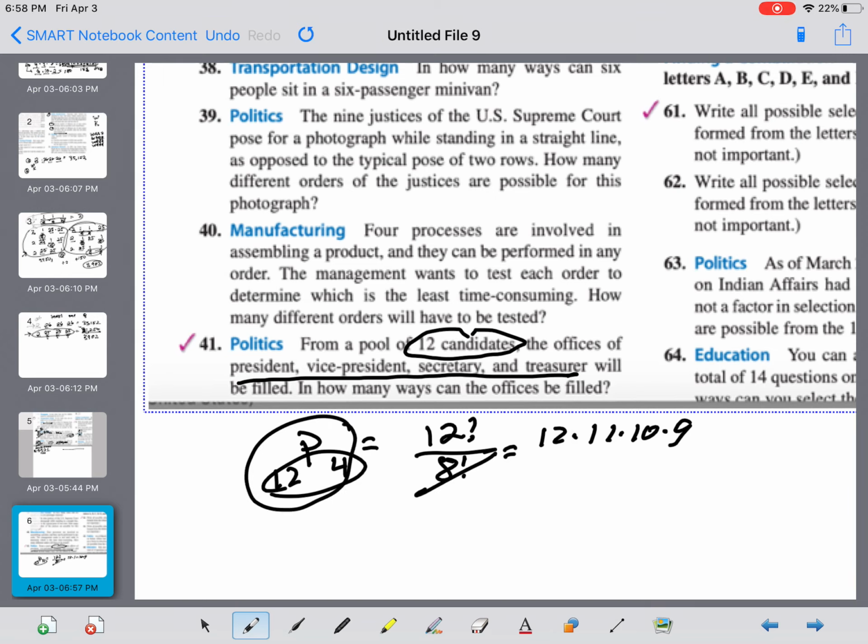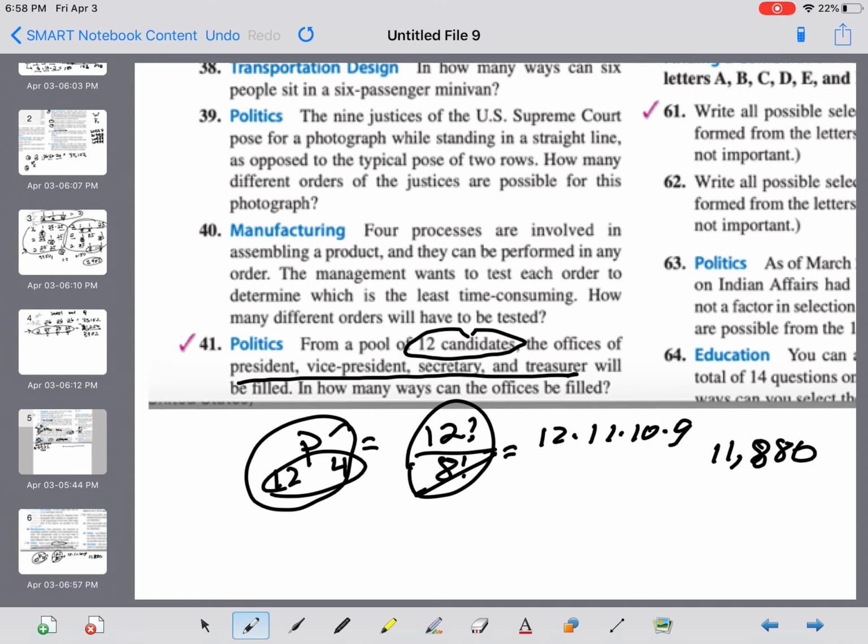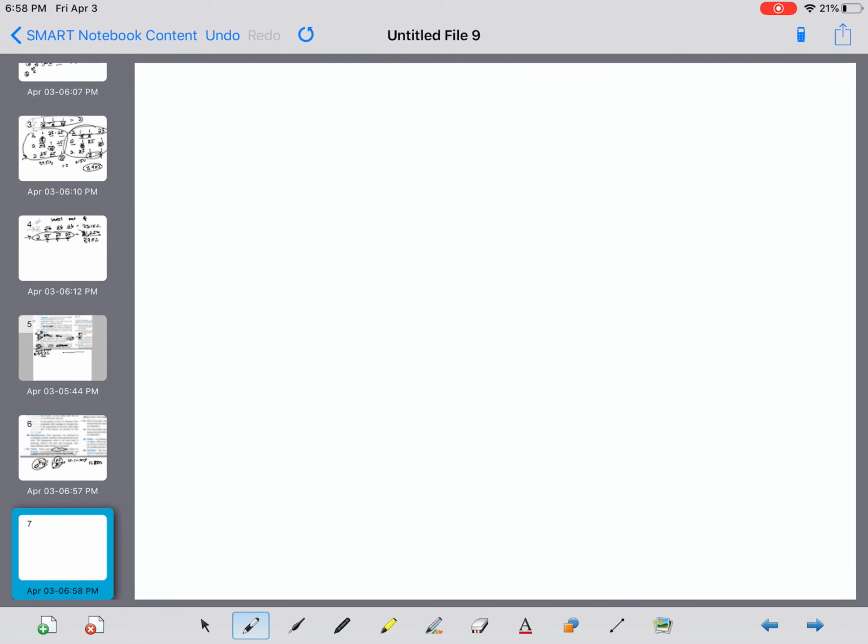You could put that in your calculator how I showed you today, or you could type it in like this, or you could multiply this out. It's 11,880 ways. And you'll see how important these counting principles are to probability as we go forward, pretty soon.